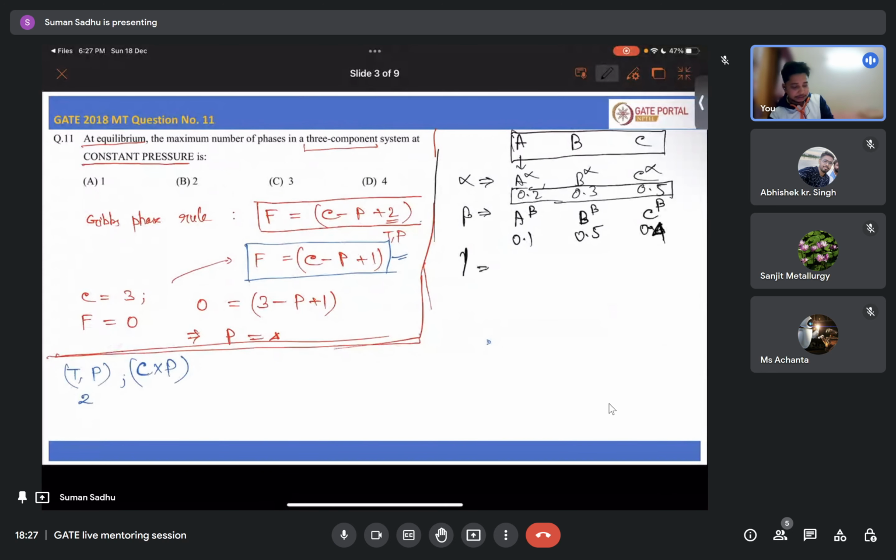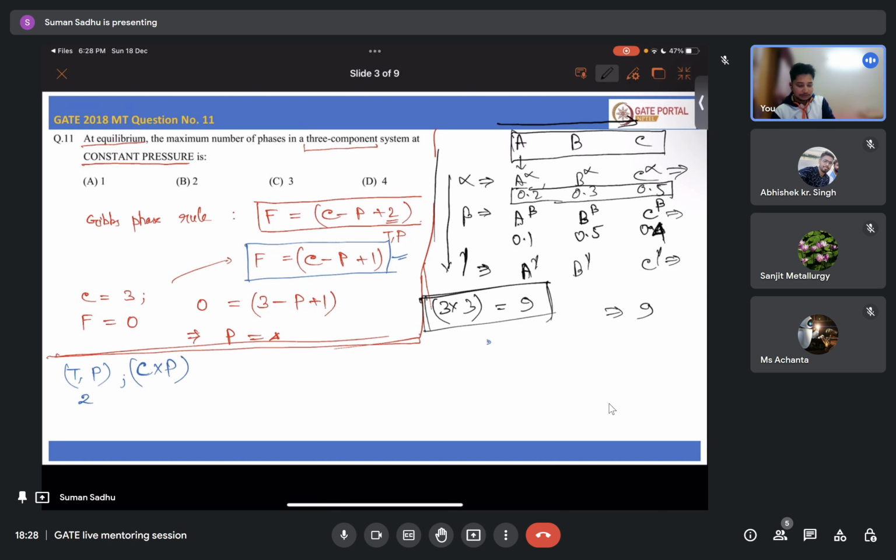Similarly, you have to give the compositions for gamma also. So the amount of A in gamma, the amount of B in gamma, and the amount of C in gamma. So how many compositions do you need to provide here? 3 plus 3 plus 3, how much? 9. So that means 3 number of phases and 3 number of components, so 3 into 3, right? That's why you have to give 9 total variables to define the system.